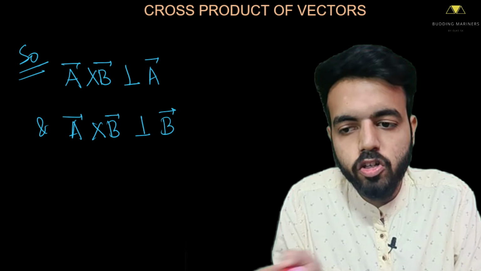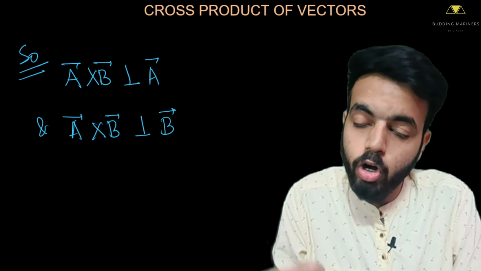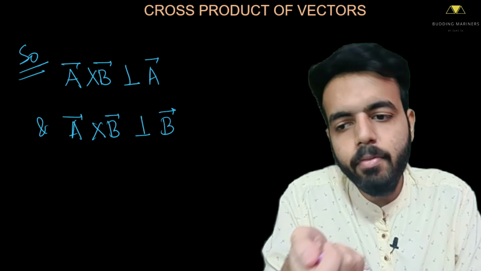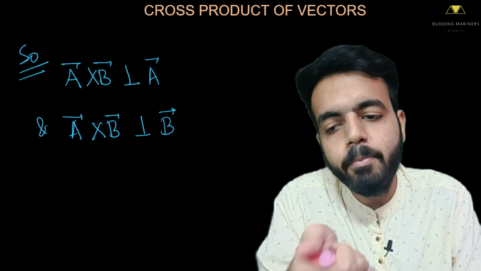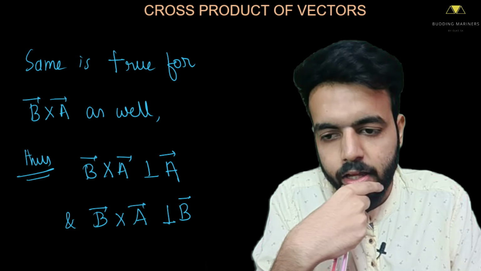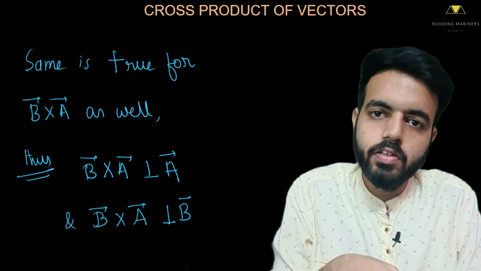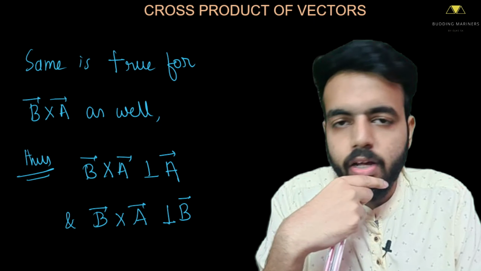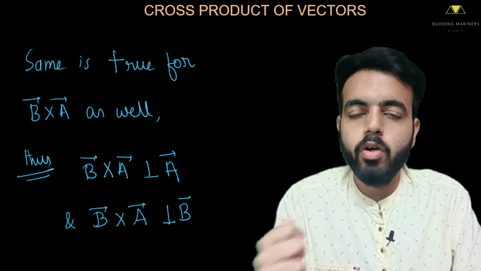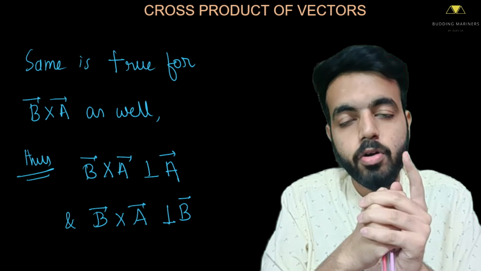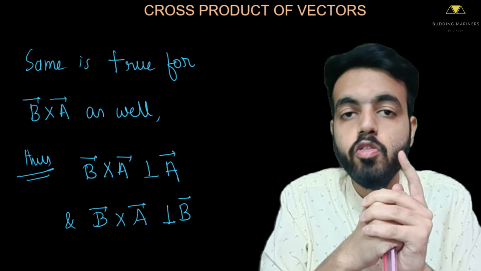Also remember that A cross B will be perpendicular to both A and B, and same, B cross A will be perpendicular to both B and A. Okay. Remember that A cross B and B cross A are opposite in direction. Okay. So this is how we calculate the direction of a cross product. Remember that always use your right hand.